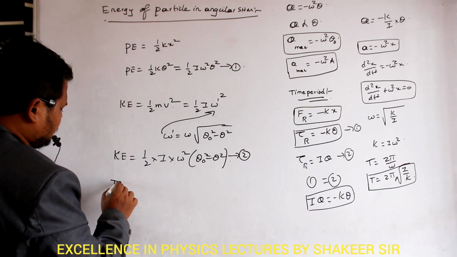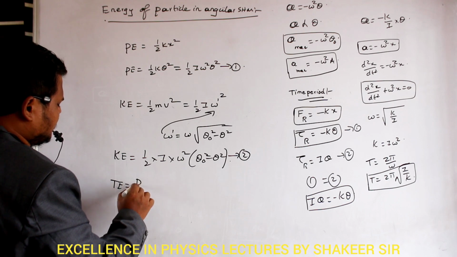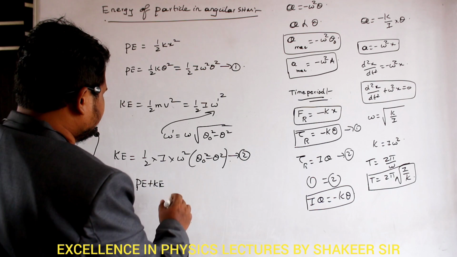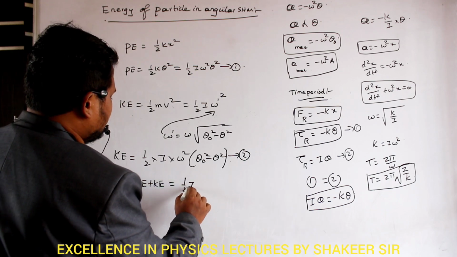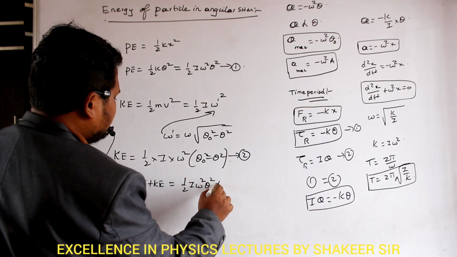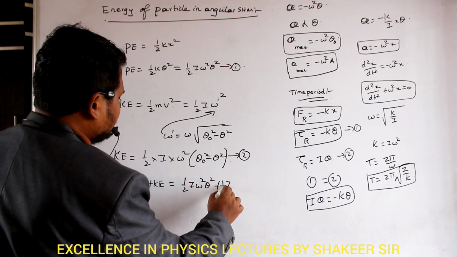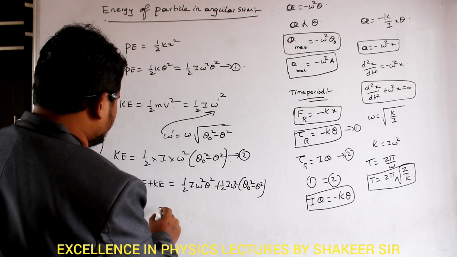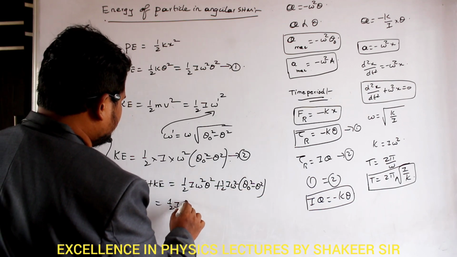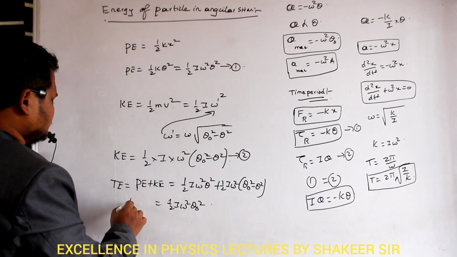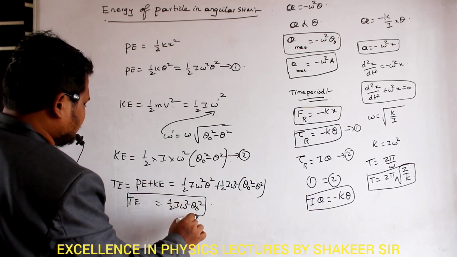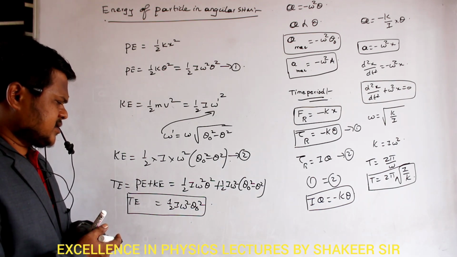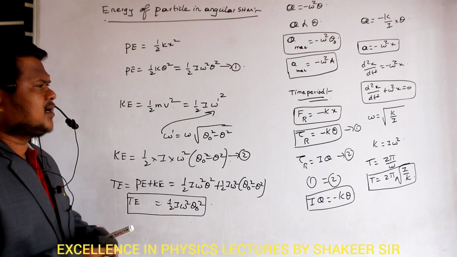Now I want the equation for total energy. What is total energy? The sum of potential energy plus kinetic energy; the sum of mechanical energy is called the total energy of the particle. Potential energy is half I omega square into theta square, and kinetic energy is half I omega square into theta naught square minus theta square. Clear? If I add both of them, I will get half I omega square into theta naught square. So this is the total energy of the particle performing angular SHM. Clear?